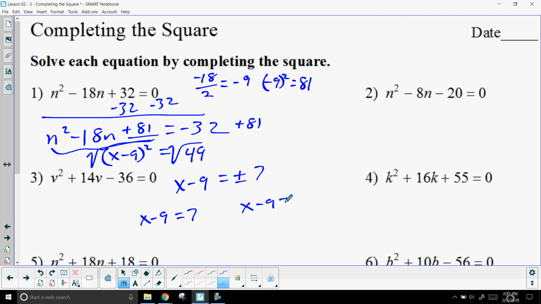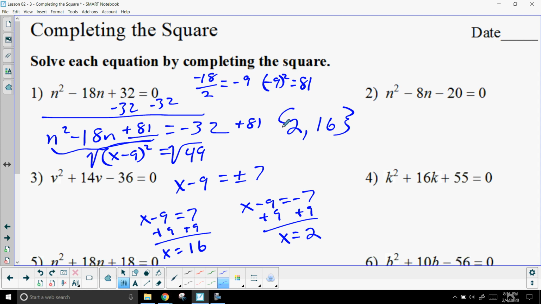Add 9. 9 plus 7 is 16. Add 9. And we get x equals 2. So 2 and 16 for that one. Let's see if there's a hard one. If not, we'll just call it a night.